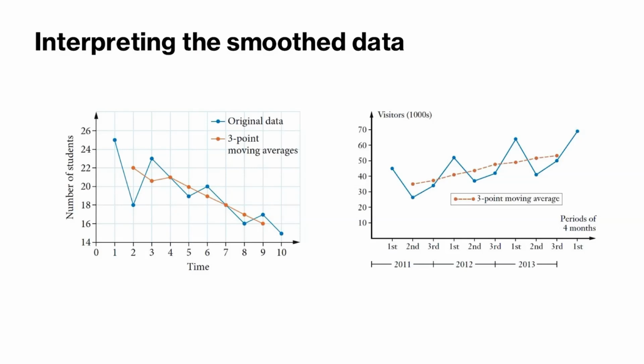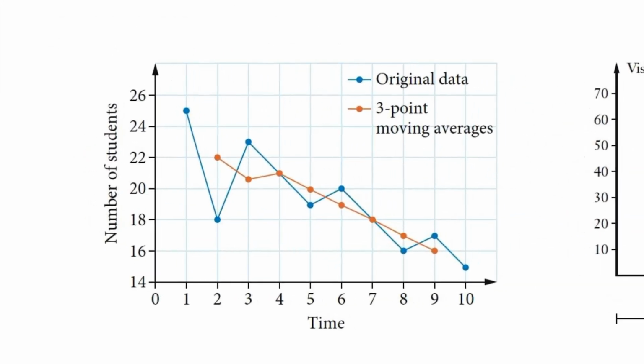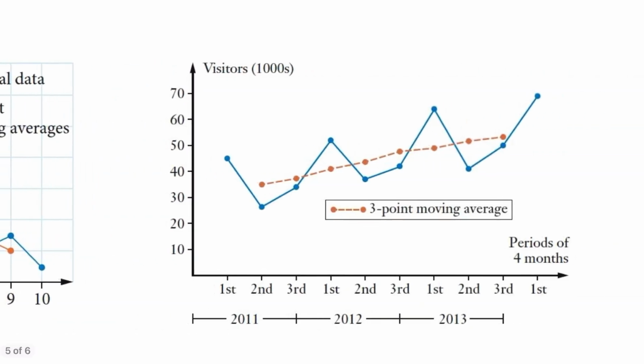In the two examples we have here, you can see pretty clearly the trend of the first graph is a clear decreasing trend. For our second example, you can see that there is an increasing trend.